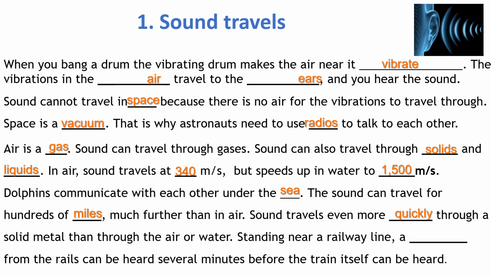Sound travels even more quickly through a solid material than through air or water. Standing near a railway line, a humming from the rails can be heard several minutes before the train itself can be heard. Pause the video and write down these words.